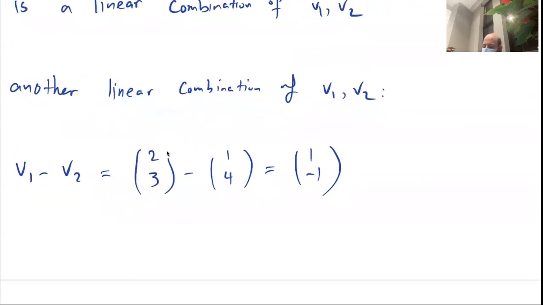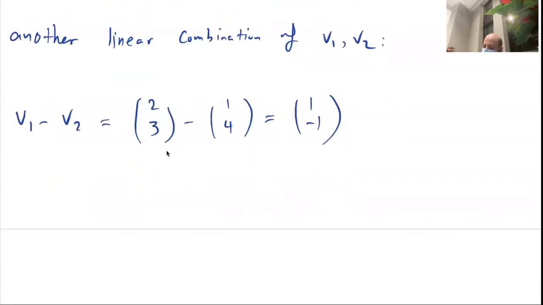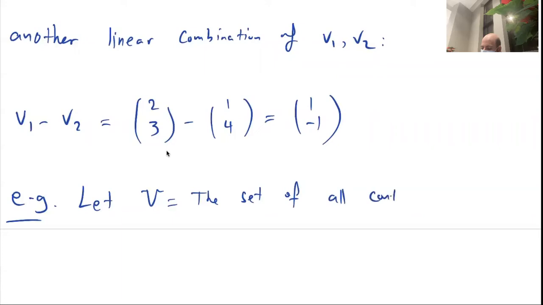So this is the concept of linear combination. But like I said, your vector space doesn't have to be R2 or R3 or R4. It could be the set of, for example, continuous functions, or set of differentiable functions, or set of polynomials. So, as another example, let's say V equals the set of all continuous functions.